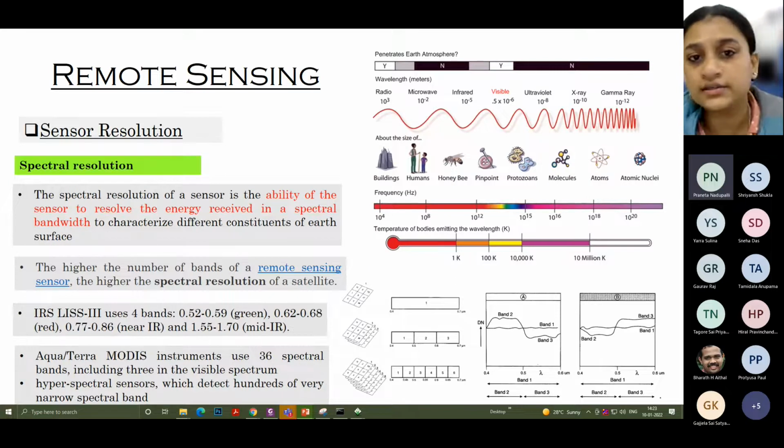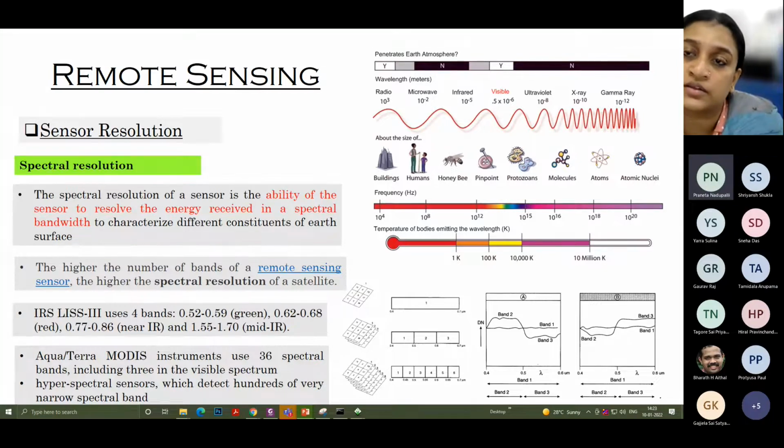Next in sensor resolution is the spectral resolution of the sensor. Spectral resolution is about the number of bandwidths: the higher the number of bandwidths of a remote sensing sensor, the higher the spectral resolution. The number of bandwidths the sensor is able to capture defines its spectral resolution. If it can capture within a larger number of bandwidths, then you can use it in various applications.